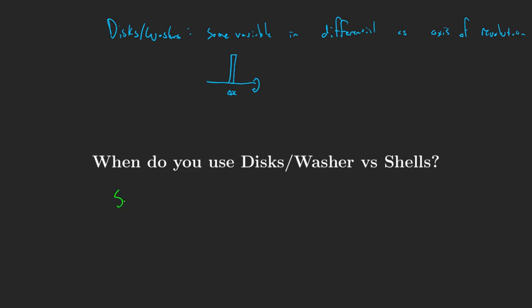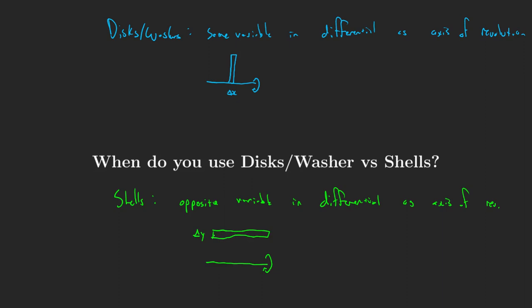Whereas with shells, we use the opposite variable in the differential as in the axis of revolution. And that's because, again, our cross sections, our little rectangles, are formed parallel to that axis of revolution. And so the small side, the delta variable side, is running perpendicular to the axis of revolution. So some of this is going to be dependent on whether you're able to or want to switch variables and what axis you're revolving around already.